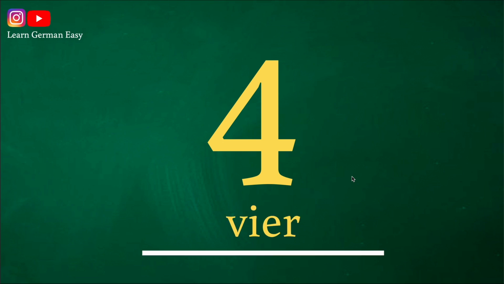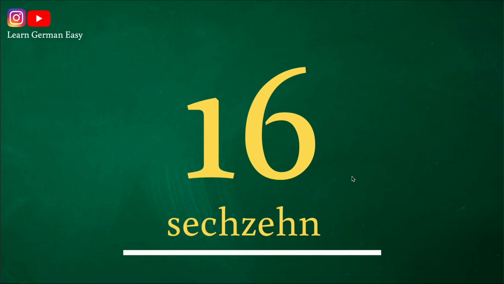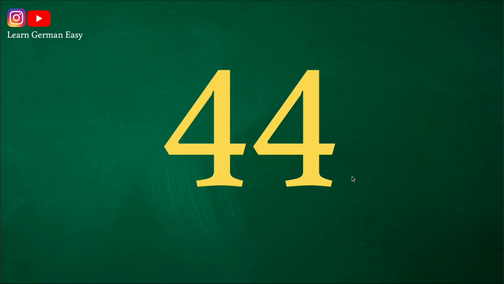Very similar to English. 4. Okay, next one. Also similar to English. 16. Okay, how do you say this number? Do not forget to start with the unit, the 8. Then you say und and then you say 20. So it will be 28. And last but not least, how do you say 44 in German?